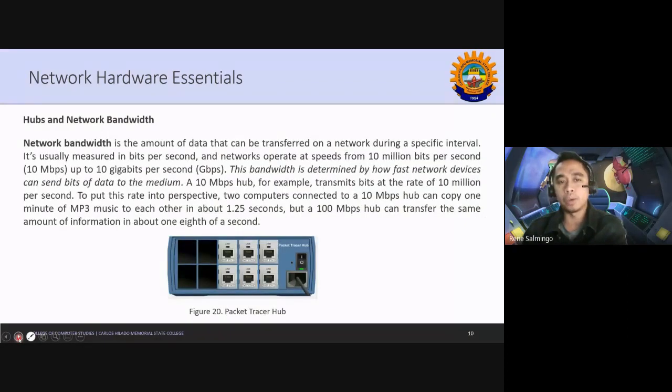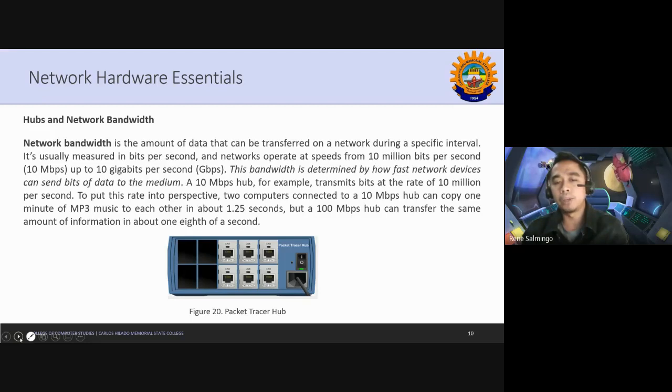So what is network bandwidth? Network bandwidth is the amount of data that can be transferred on the network in a specific interval. It is usually measured in bits per second. A network operates at speeds from 10 million bits per second, about 10 megabits per second, up to 10 gigabits per second. This bandwidth is determined by how fast the network devices can send bits of data to the medium.